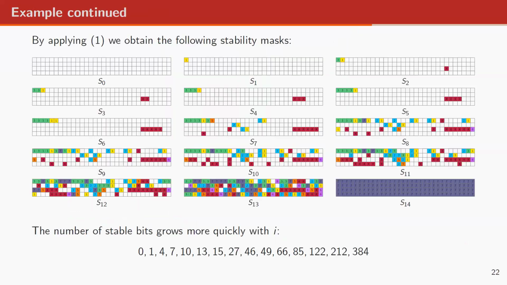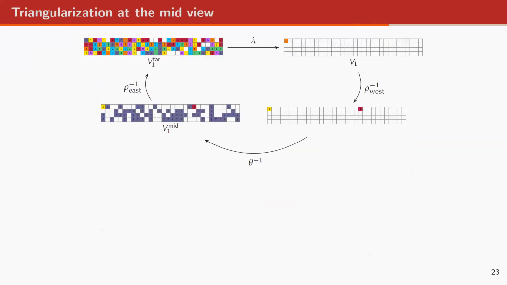So if we apply this new definition to our example, this is the new sequence of stability masks that we obtain. And we can see how the number of stable bits grows already more quickly than before. But we actually would like to do even better than this. And to give an intuition of how our idea works, we can focus on this example. This is one basis vector of our basis, and this is its value before lambda. But if we look at the intermediate values, through rho west and theta, this is the value that we have at the input of theta.